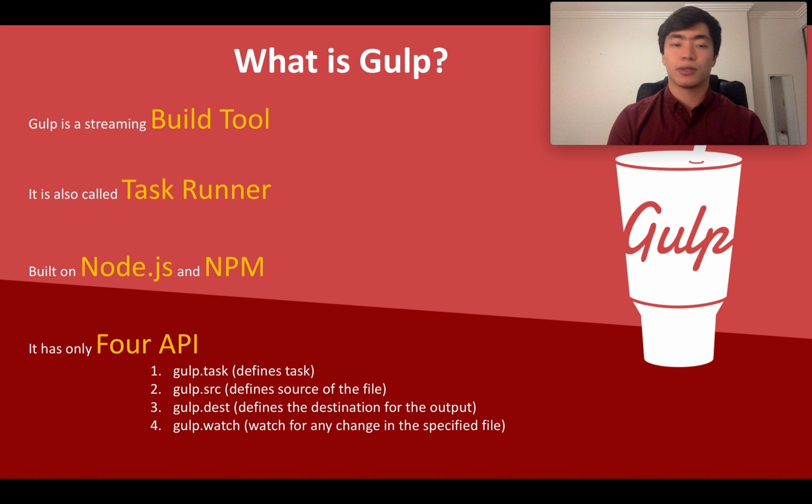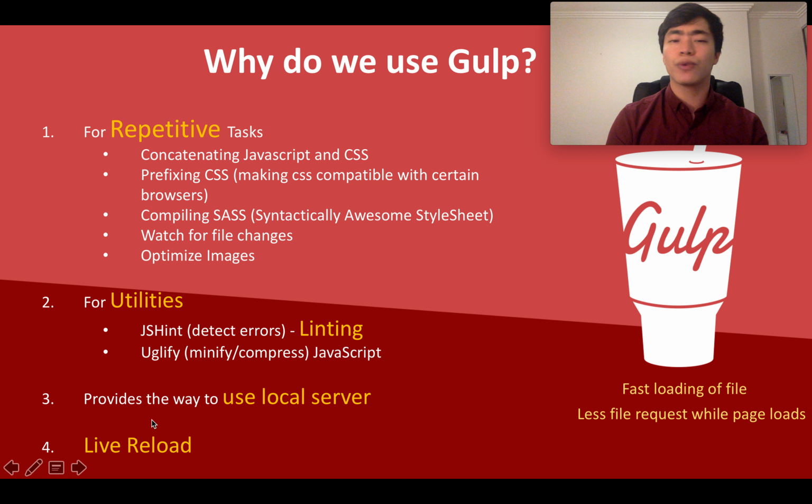Gulp is an amazing build tool that helps you make a deployable version of your web project. It is also called a task runner since it automates all your repetitive tasks. It's built on Node.js and NPM, which makes it familiar to web developers. It only has 4 APIs, which means it's really easy to use even for beginners. The APIs are gulp.task, which defines the task, gulp.source, which defines the source of the file, gulp.dest, which defines the destination for the output, and gulp.watch to watch for any file changes.